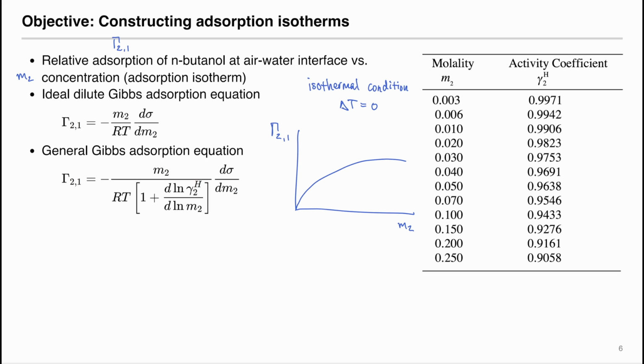At lower concentrations, the increase in relative adsorption is relatively fast. However, when the concentration increases, the increase in relative adsorption slows down, so it's not increasing as much. For an ideal dilute solution, we can use the ideal Gibbs adsorption equation here. However, for a more general case, we would use the activity coefficient to correct for non-ideality. In this case, let's identify what we are measuring, what we know, and what we are calculating.